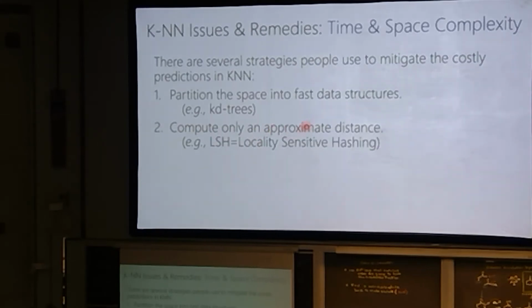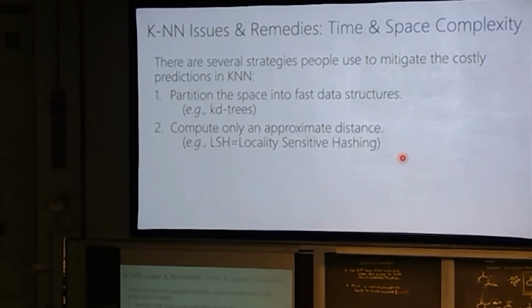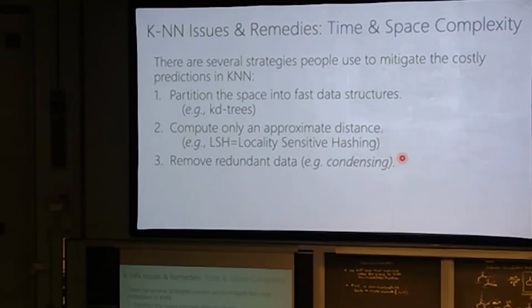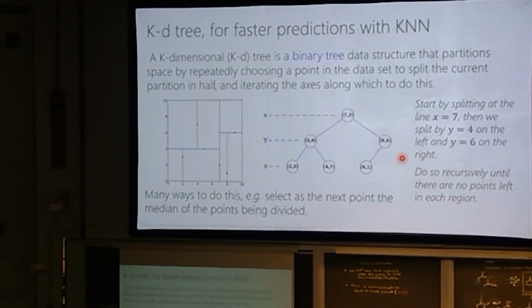Another thing you can do is use a twist on hashing functions, where you try to develop a hashing function that makes things collide when they're near each other in space. Then you hash things and get to their nearest neighbors very quickly. The third one is to try to remove data that's redundant, that's either not affecting the boundary or not having much effect on the boundary. So I'll just say a few words about each of these.